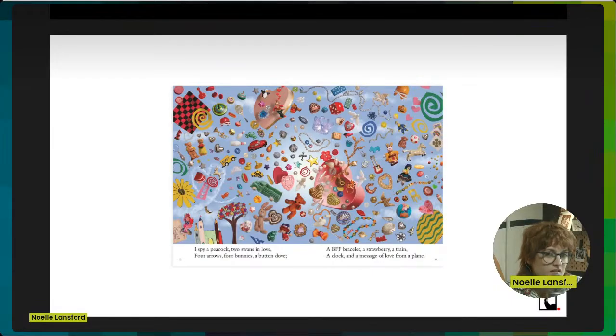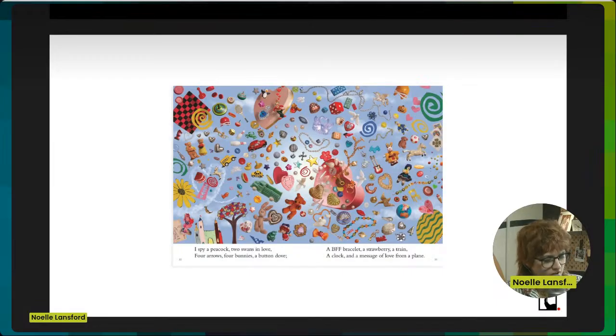So in this specific poem, what you'll notice is there's certain things in the poem that are very straightforward, like a peacock. And then there's other things that are a little bit more abstract, right? Like we've got a message of love from a plane. We've got a button dove and 2 swans in love, right? So there's things that you're going to have to look at the page and as a kid, figure out what those things mean because you might not have seen them before.